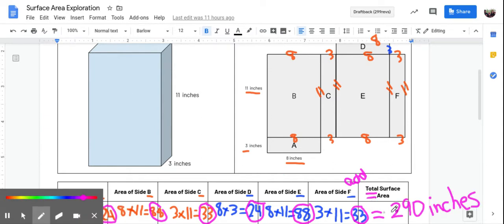So after I've used my calculator, I got an answer of 290 inches. But if this is area, we remember that when we have area, we square the units. So my answer here is going to be 290 inches squared as my total surface area of this rectangular prism as I spread it out.